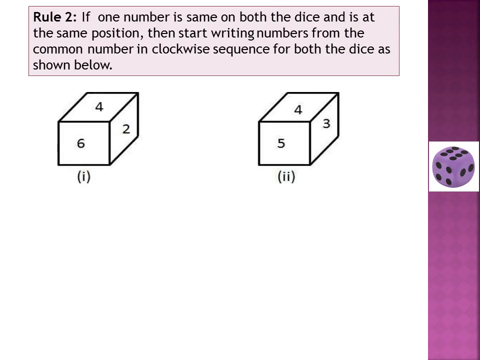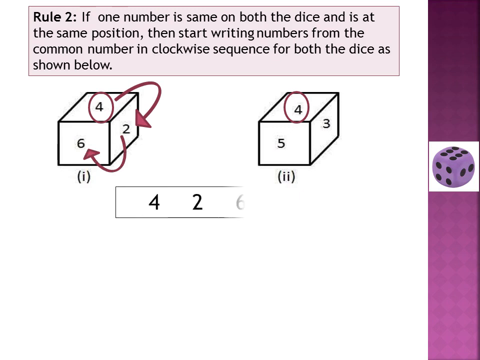Rule 2. If one number is same on both the dice and is at the same position, then start writing numbers from the common number in clockwise sequence for both the dice as shown below. Here, number 4 is common. So when we start counting numbers in a clockwise direction, after 4 comes 2 and then 6. So let us write numbers in a sequence as 4, 2 and 6.